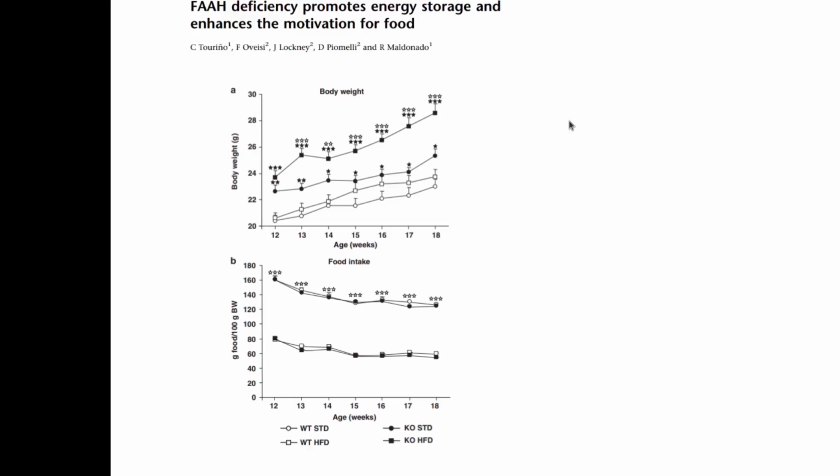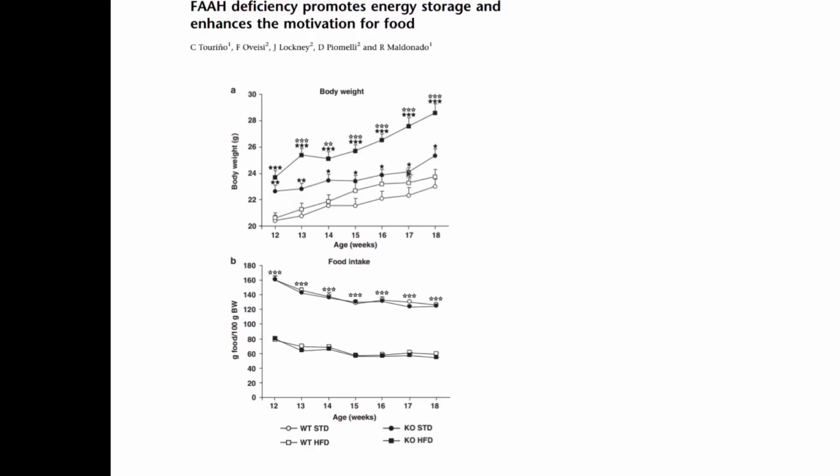Conversely, we could look at this paper. These are mice. The mice in the solid shapes up here both lack FAAH, which, if you remember, was the enzyme that breaks down AEA and the other ethanolamides. In these mice that can't break down those endocannabinoids, they become obese. You can see the mice in the black squares here.